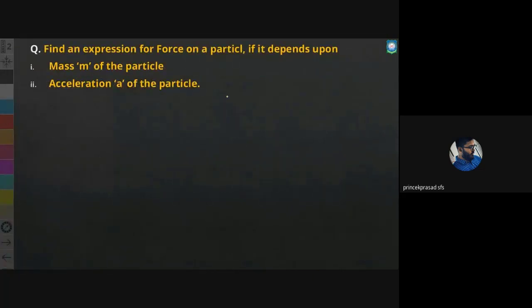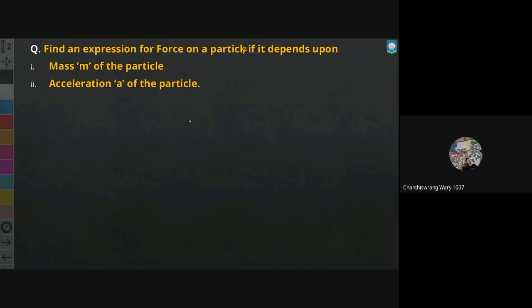This is your first question. Write it down. Find the expression of force on a particle if it depends upon, first one, mass m of the particle. Second one, acceleration a of the particle. Write down the question. Written?